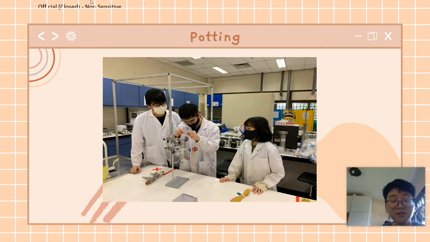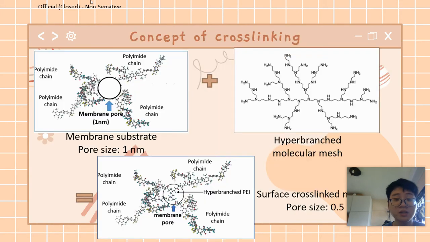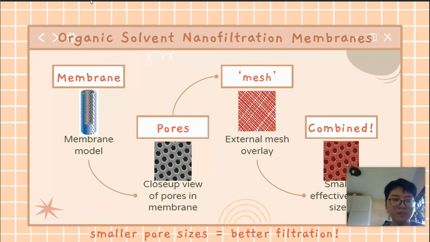We place thin fiber-like membranes which we created beforehand into a tube to allow for higher volume that our membranes can process, and also leads to high efficiency in our next step, which is cross-linking, where we place these molecular meshes onto our membranes to reduce the pore size. You can see that the size of our pores decreases from 1 nanometer to 0.5 nanometers. This is the illustration: we have the membrane, we have the pores, and we have the mesh. Then we combine them together, and our effective pore size essentially decreased.